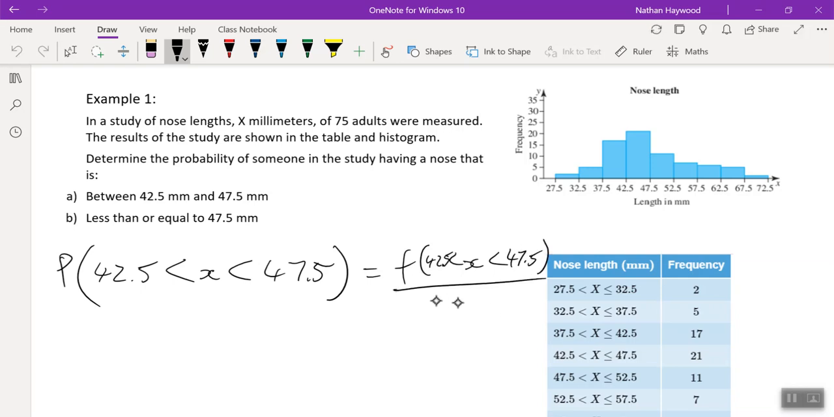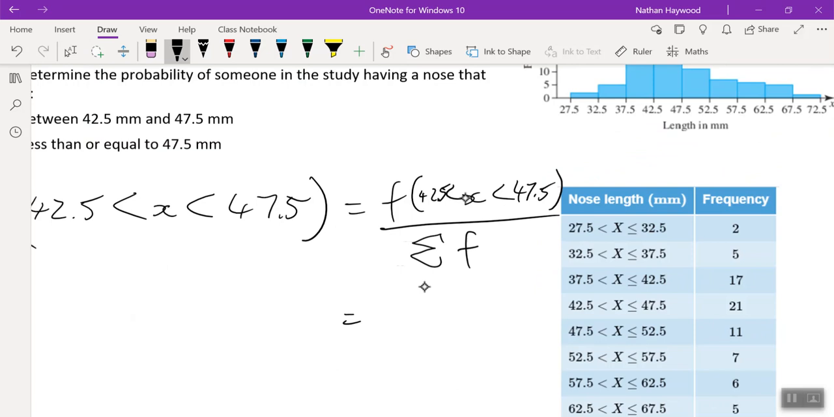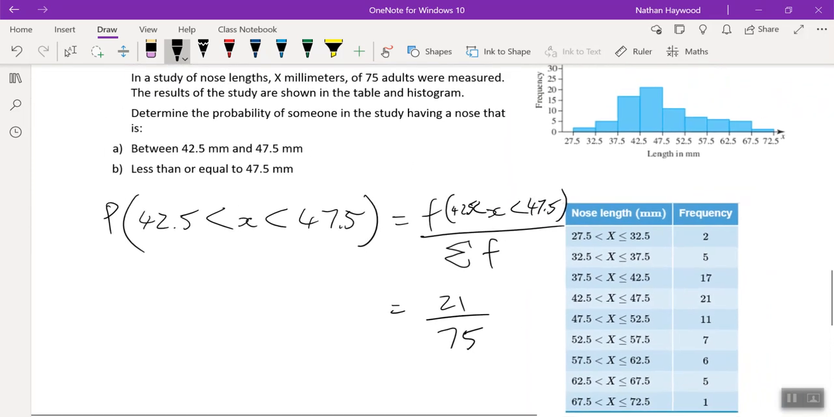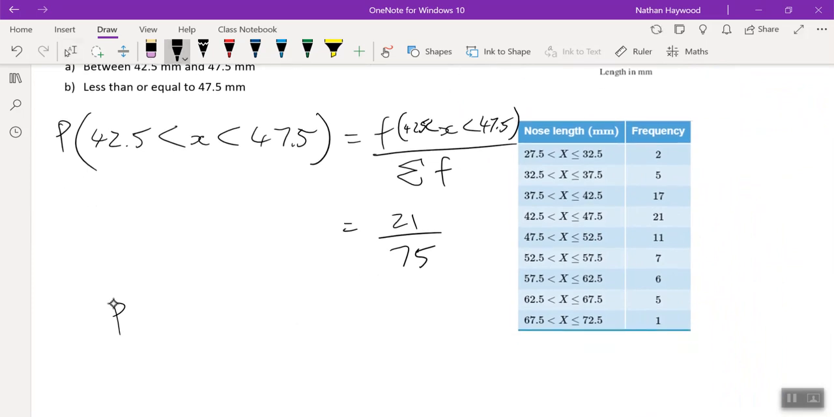What do you think the notation is for all frequencies? Sum of frequencies. That's a bit messy, I'll try and fix it up. The frequency of between those two, like you said, 21, and the total is 75. Okay? Pretty simple. What about less than or equal to 47?